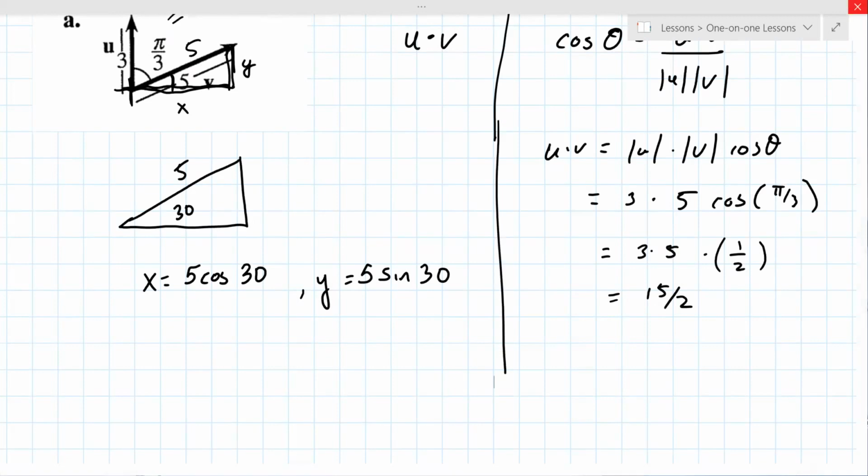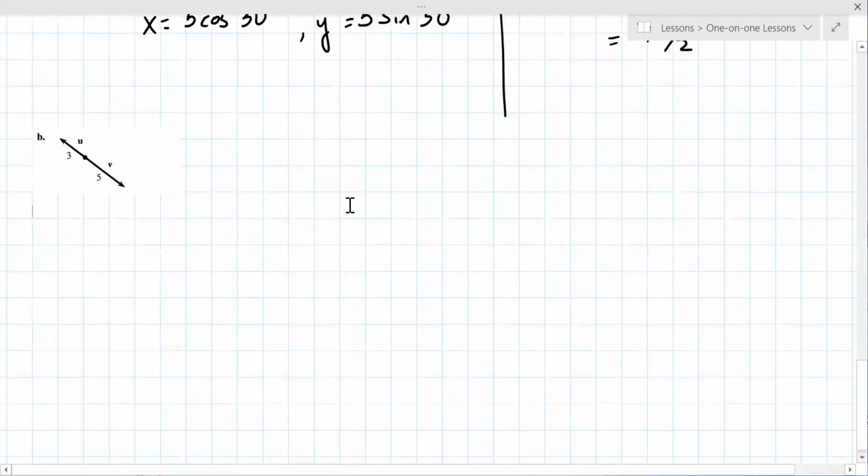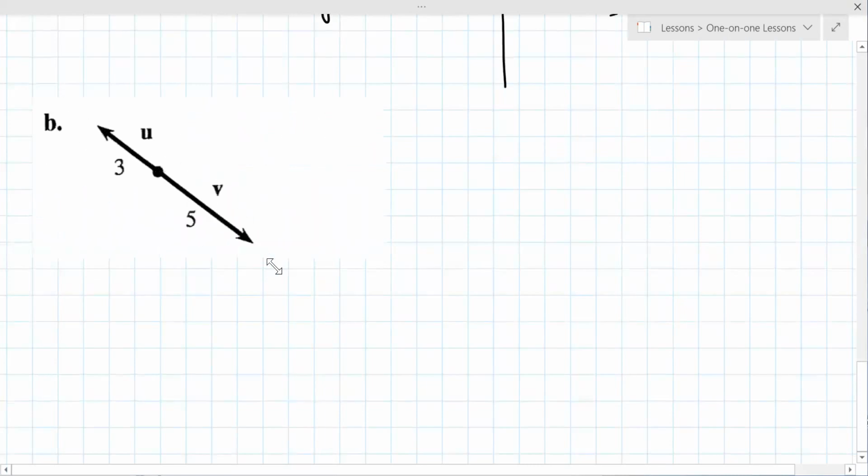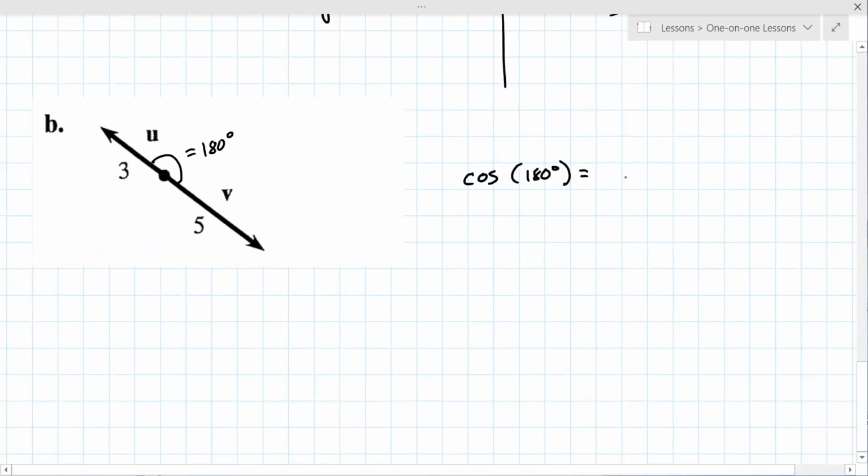So now let's look at part B. This one, you'll notice they don't give you the angle. You might think, well, how can we do it? You're supposed to know the angle. Always keep in mind, if it's not given, you're supposed to know it, usually a nice, well-known value. This angle is 180 degrees. So cosine 180 degrees equals u dot v over magnitude of u times magnitude of v.